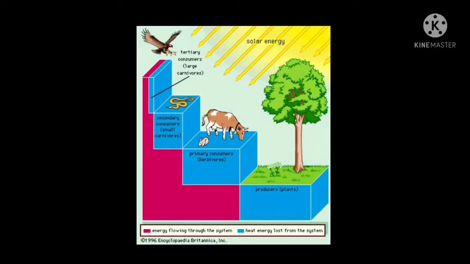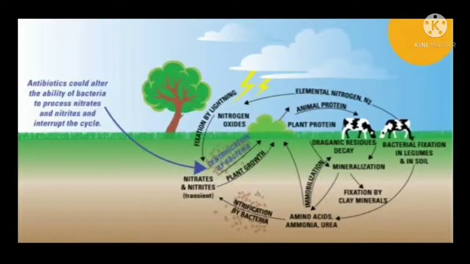When some other animals eat these animals, the energy again passes into the body of the meat eater in the form of food. This forms a kind of chain where energy flows from the sun to the plants and then to animals in the form of food. Such a chain is called a food chain.